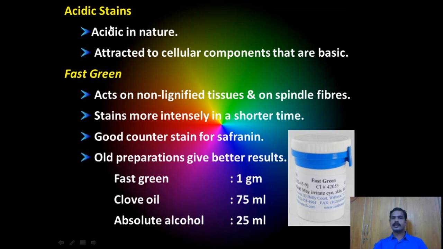Then the second category is acidic stains. They are acidic in nature. They are attracted to cellular components that are basic in nature. The most important one is fast green. This is used for double staining with the safranin.